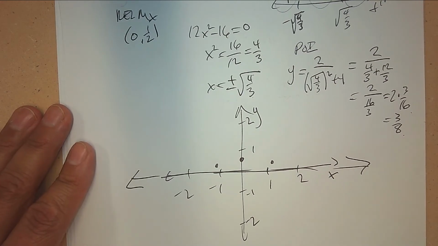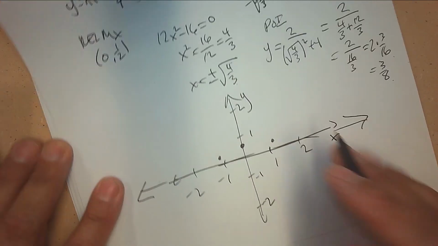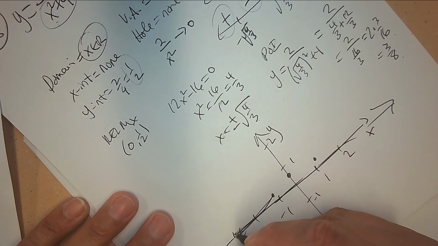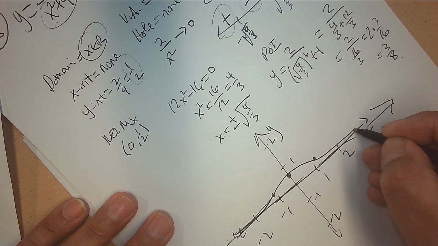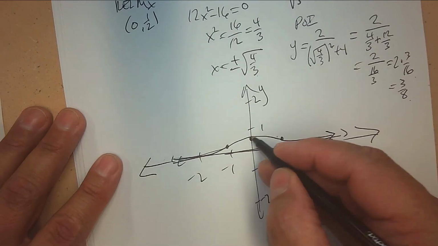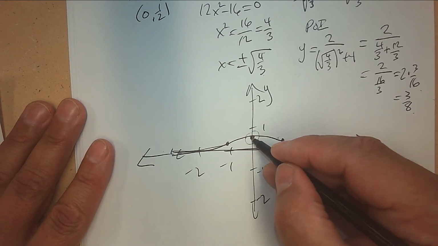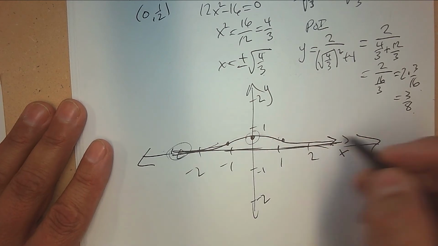And now we're just going to complete it. So we know the end behavior is 0. We know first it smiles. So it smiles, and then it frowns, and then it smiles again at the end. So it smiles, then frowns, and smiles, and we have a maximum at 0 and 1/2. So smile, frown, smile, and the ends are going to 0.